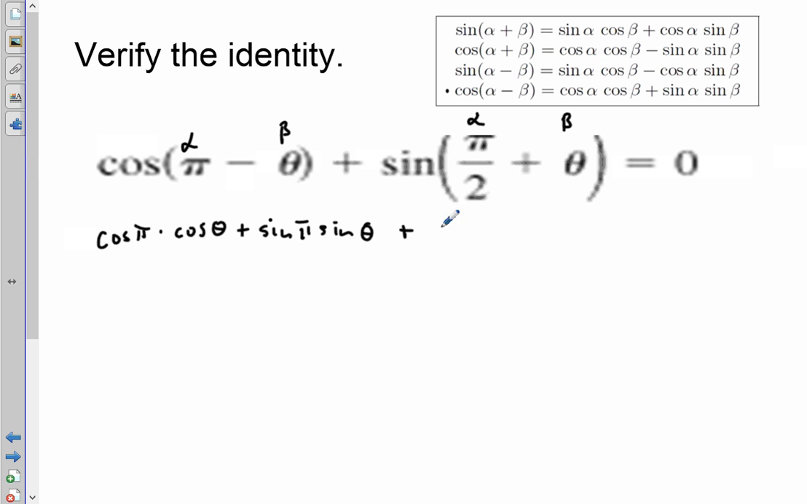All right, then we go over here, and we already said this one, once again, the addition. So we know sine of pi over 2, we already know this is cosine, but we'll just write it out anyway.